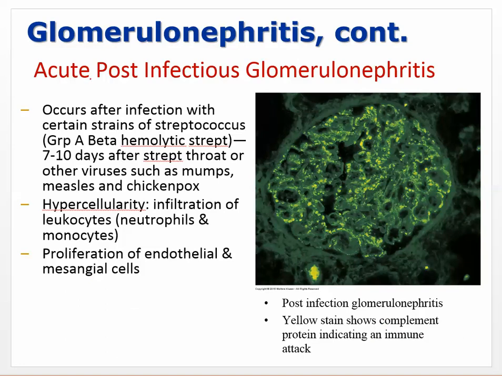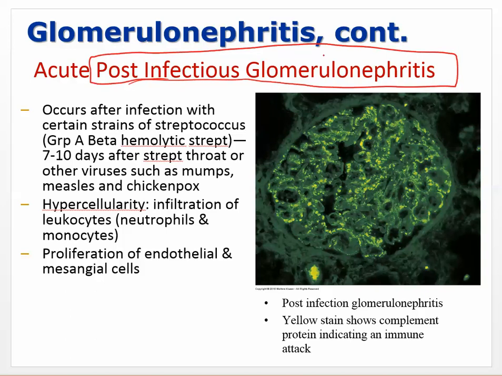There's something else called acute post-infection glomerulonephritis. I like to think of this one as your immune system, instead of attacking the glomerulus directly, so it still can be a type 3, but something is getting confused. So it's some kind of mimicry. So it occurs after infection. I don't know if that was very clear.